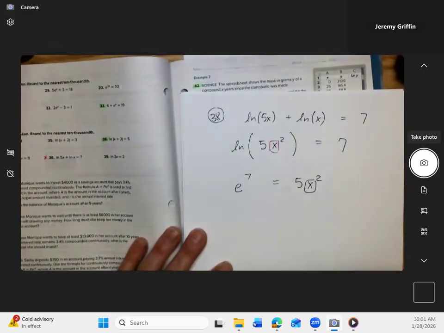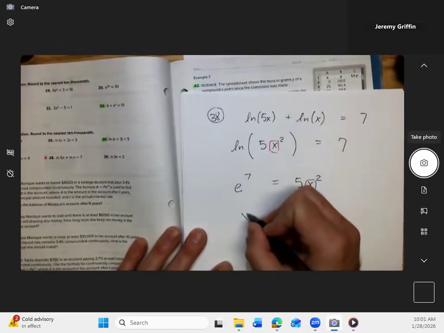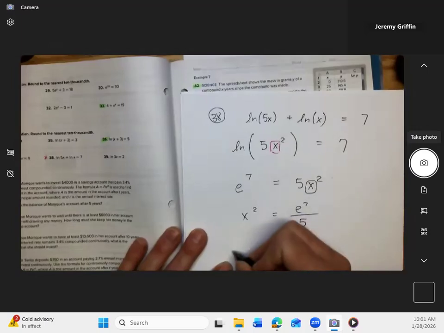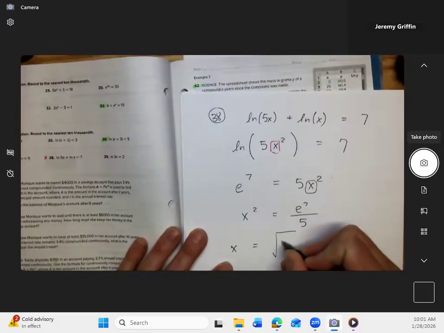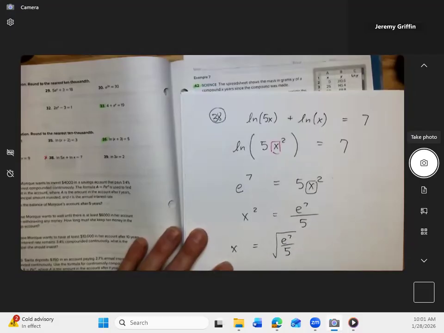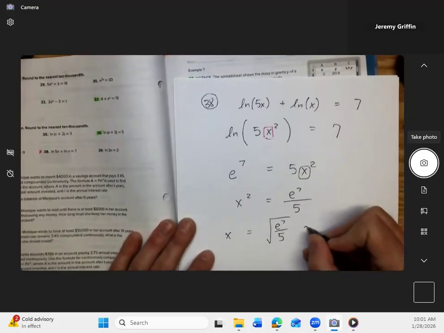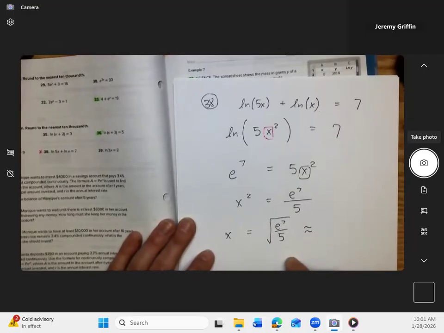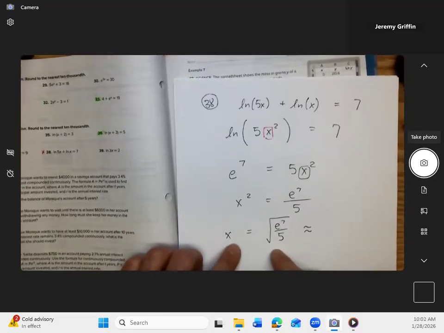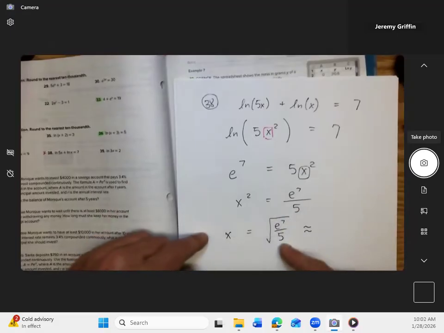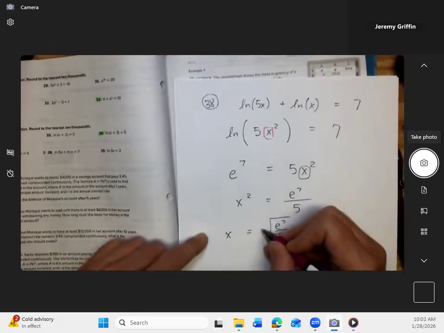And now we're closer to being able to solve for x. So now can you guys finish this off with just regular algebra? Divide both sides by 5. So x squared is e to the 7 divided by 5. So x should be the square root of that. It does want a decimal approximation. But before I get a decimal approximation, when you take the square root yourself, like x squared equals something, do I normally put a plus or minus on here?